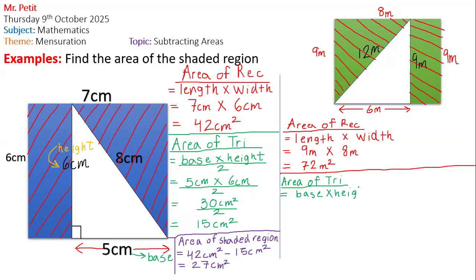Carly C, where's Carly C? Yes, sir. What is the base in this question? The base is 5. I mean, the base is 6. I looked at the wrong one. Okay. The base is 6 meters. And what is the height? The height is 9 meters. Very good. Oh, I forgot to mark the right angle. So it is a right angle triangle. The base is 6 and the height is 9 meters, and we have to divide that by 2.